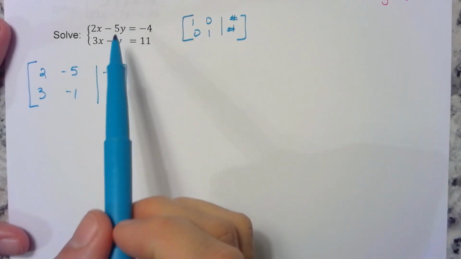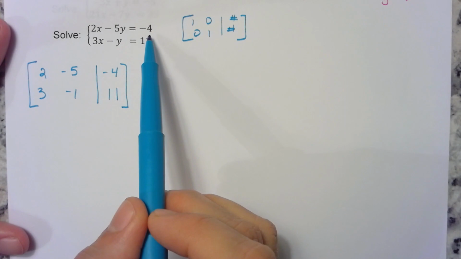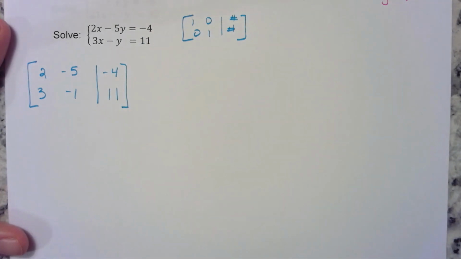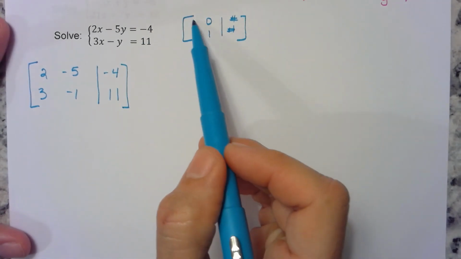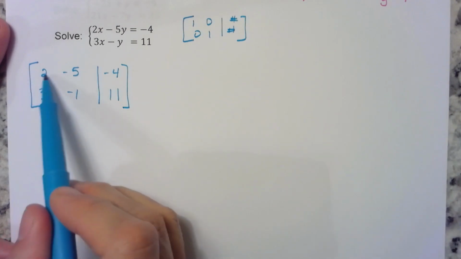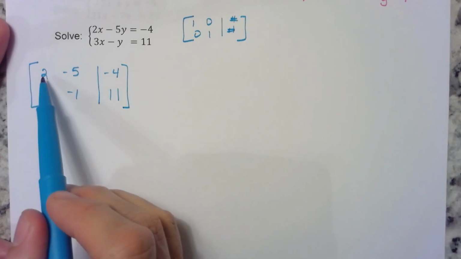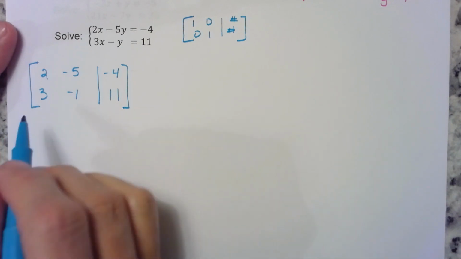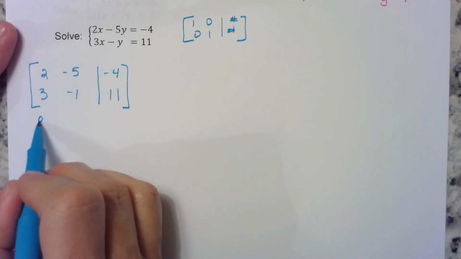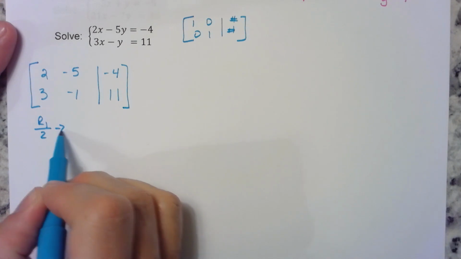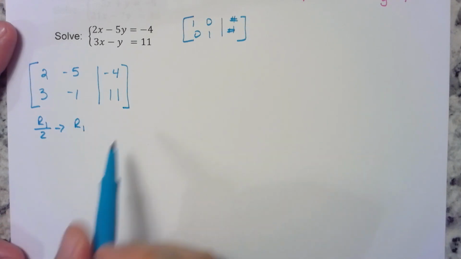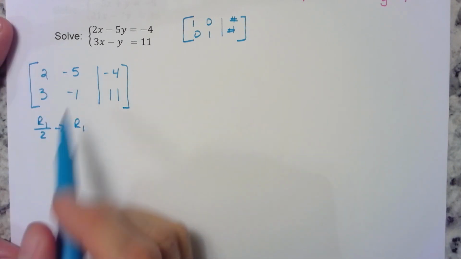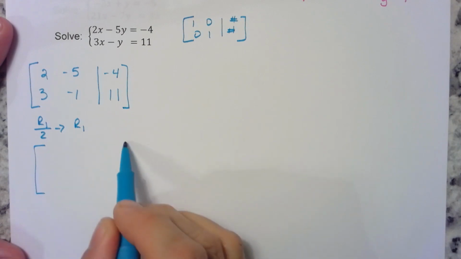Everything is in standard form, so we have our 2, -5, -4, 3, -1, 11. The first thing we have to do is get a 1 here. That means we need this to be a 1. To get a 1, you're only allowed to divide, or multiply of course. But row 1 divided by 2 gives us a new row 1, would make a 1 right there. That means row 2 stays the same.